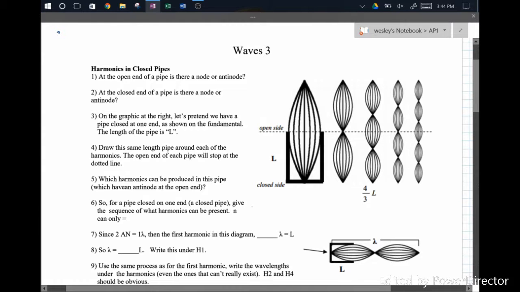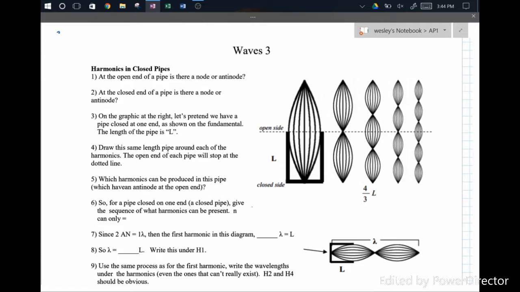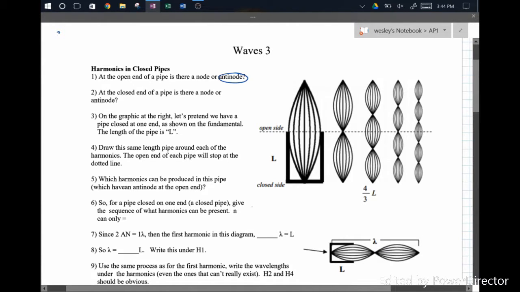This is waves 3. I'm just going to walk through the reasoning and then some of the questions as we go through this. So let's begin. At the open end of a pipe, there always has to be an antinode, because at the open end of the pipe, that's where we're going to have our most displacement. However, at the closed end of the pipe, we need a node because that is the place of least displacement.